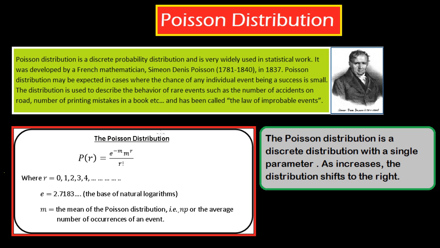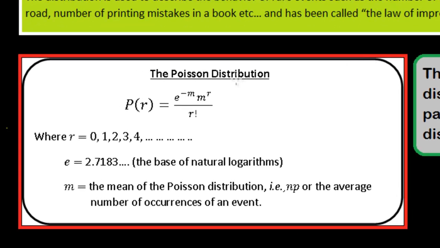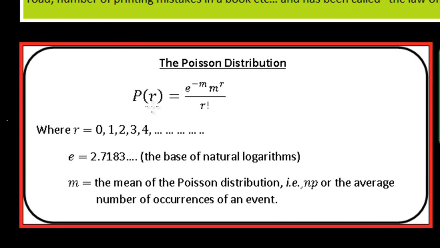Here I would like to explain how we find the Poisson distribution. The formula of the Poisson distribution is P(r) = e^(-m) * m^r / r factorial. Here r is a variable, and there are three components: one is e, one is m, and the third is r.